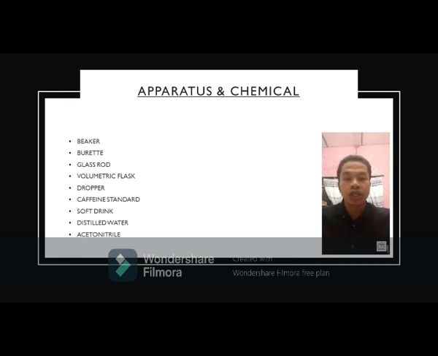Then inject solution B into the HPLC to establish the retention time. Measure the peak area of caffeine. The step was repeated with the soft drink sample to measure the peak area corresponding to caffeine.